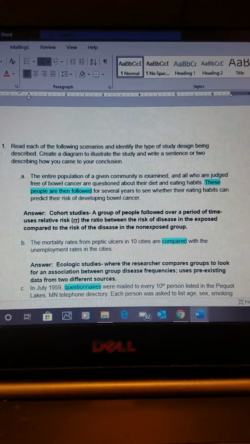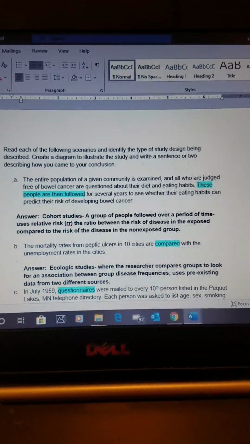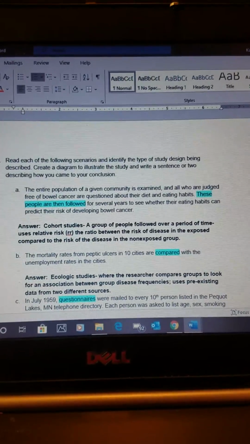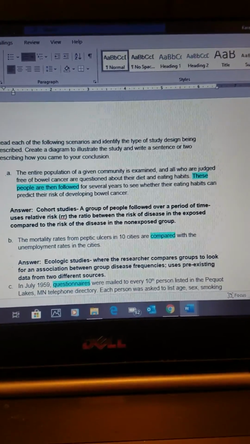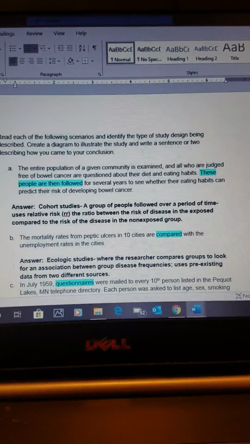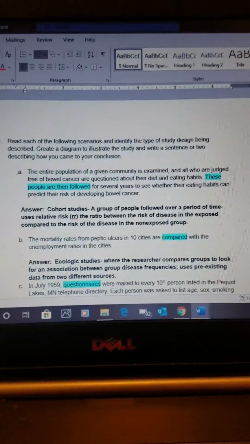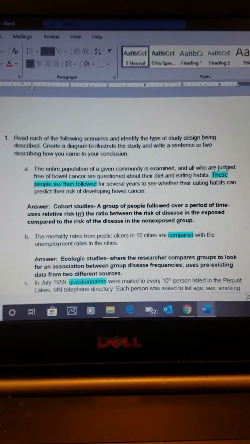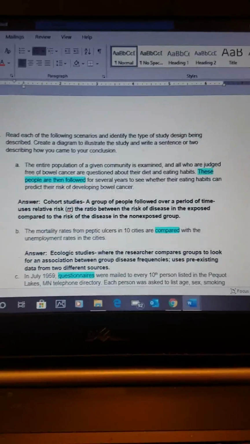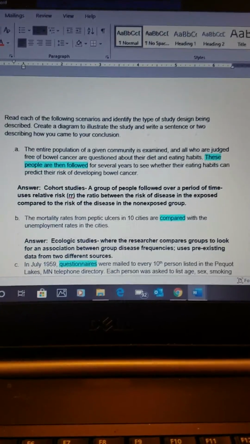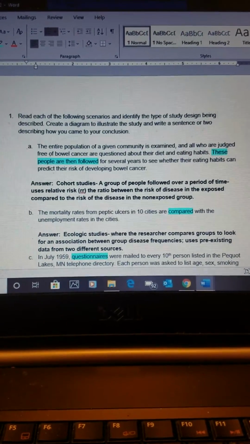So for number 7, for A, the entire population of a given community is examined, and all who are judged free of bowel cancer are questioned about their diet and eating habits. These people are then followed for several years to see whether their eating habits can predict their risk of developing bowel cancer. For my answer here, I put cohort studies because a group of people are followed over a period of time. That's why I made that decision for cohort studies.